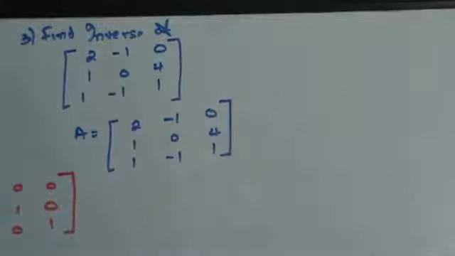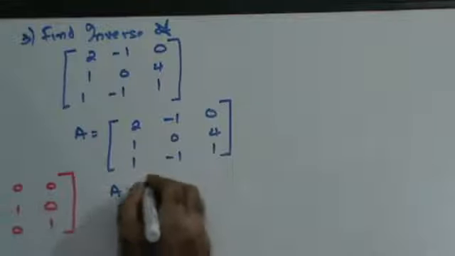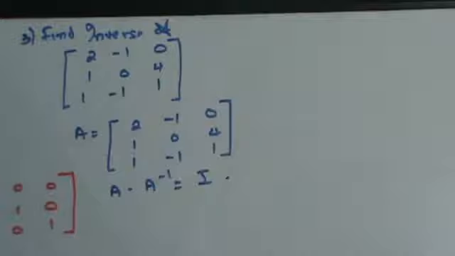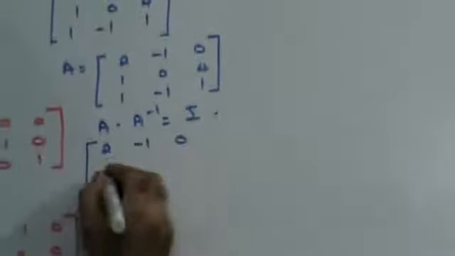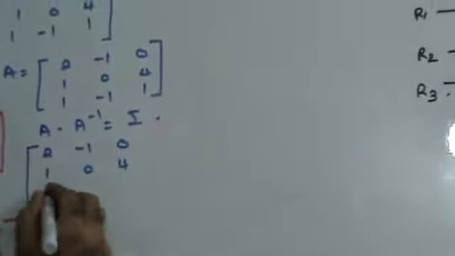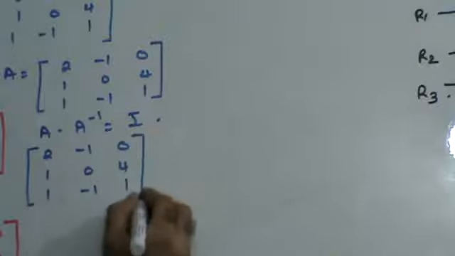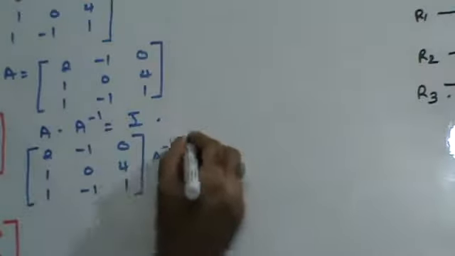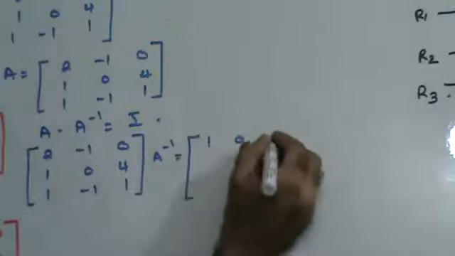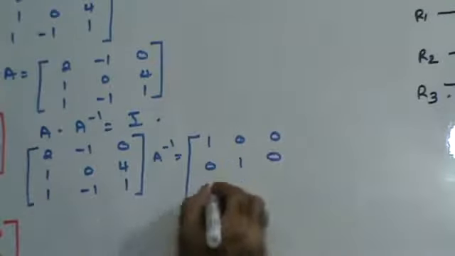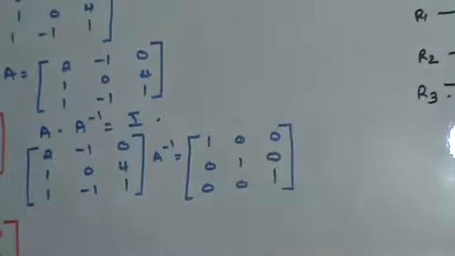Right? Next, I can say it's a stereotype method. Guys, if you understand the method, it is very simple. Straight 4 marks in your pocket. Right? I can say A into A inverse is I. So first you write A: 2 minus 1, 0, 1, 0, 4, 1 minus 1, 1, into A inverse is I, 1, 0, 0, 0, 1, 0, 0, 0, 1, right?